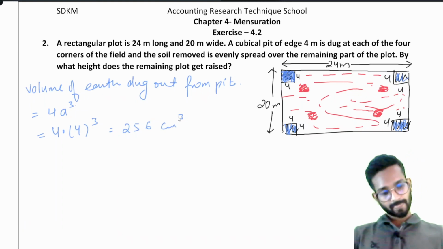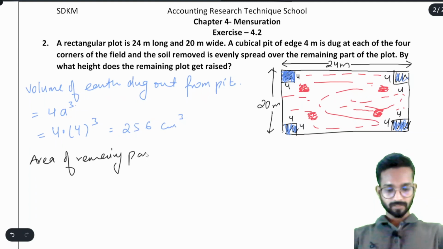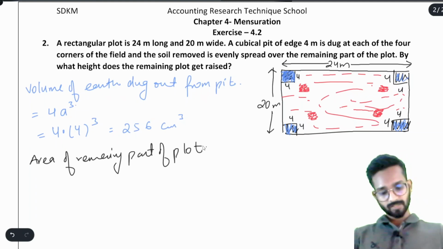Now how much is the area of the remaining part of the land? See, area of the remaining part of the plot is equal to, what was the original area? 24 multiply 20.